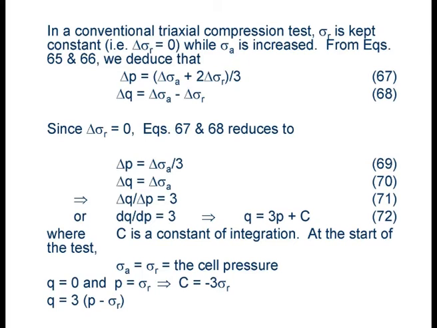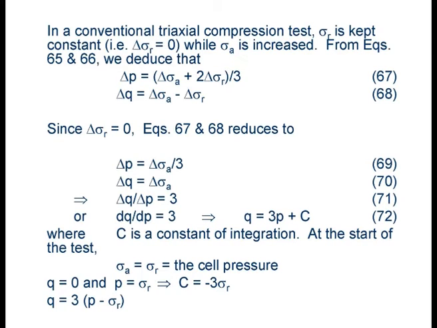And if you furthermore assign delta sigma R to be 0 in a standard triaxial compression test, then what you end up with is this is 0, that is 0. So then delta P equals delta sigma A over 3. Delta Q is delta sigma A. Agree? So now I take the ratio of these two. The ratio of these two is 3. So therefore the PQ total stress path in a triaxial test will always have a gradient of 3. And so it will be a straight line with the gradient of 3.